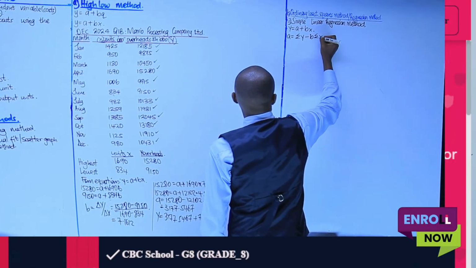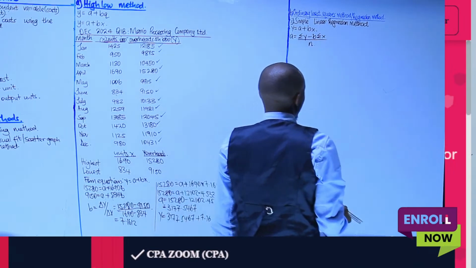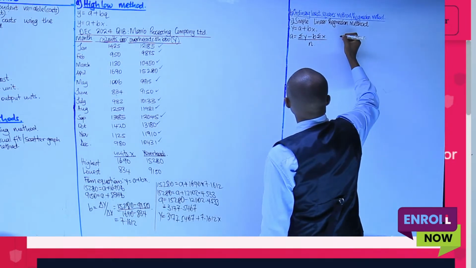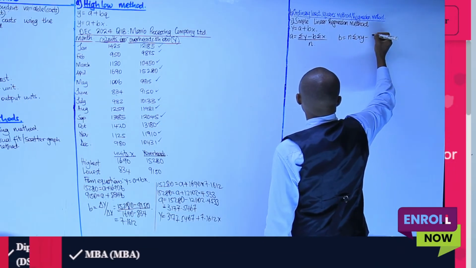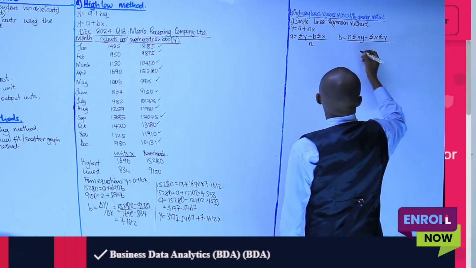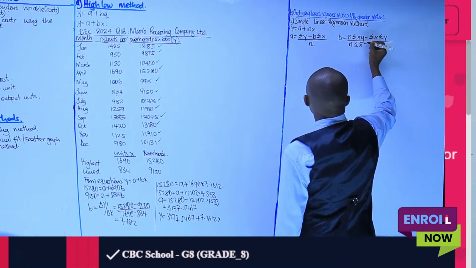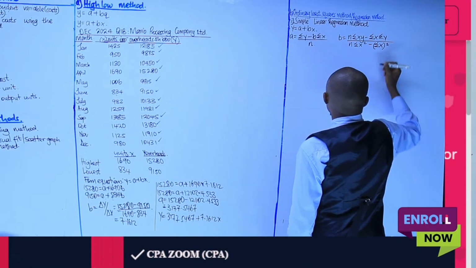And b is given by n times the summation of xy, minus the summation of x times the summation of y, divided by n times the summation of x squared, minus the square of the summation of x.